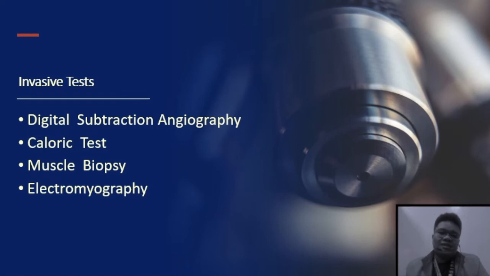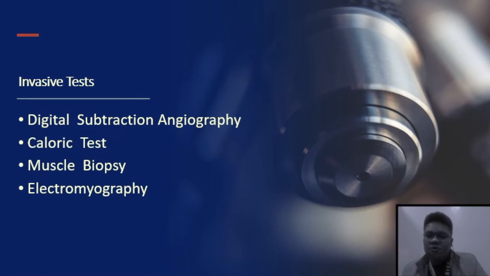Now, other invasive tests would be your digital subtraction angiography. You also have your caloric testing. Plus, your caloric testing would involve the administration of your cold substance through your ear, and that would help to check for the presence of nystagmus. Plus, that will be an indication if the reflexes of the midbrain are still intact or not. Okay, so that's your caloric testing. Your muscle biopsy is, of course, getting a sample of your muscle through biopsy. And then, plus, we have your electromyography, which would be detecting the electrical impulses from your muscles. Okay, that's your electromyography. So these are all invasive tests.